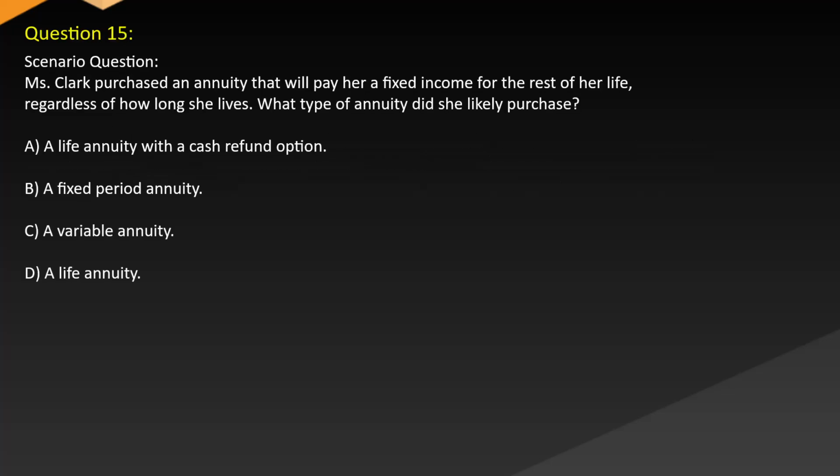Question 15. Scenario question. Ms. Clark purchased an annuity that will pay her fixed income for the rest of her life, regardless of how long she lives. What type of annuity did she likely purchase? A. A life annuity with a cash refund option. B. A fixed period annuity. C. A variable annuity. D. A life annuity.